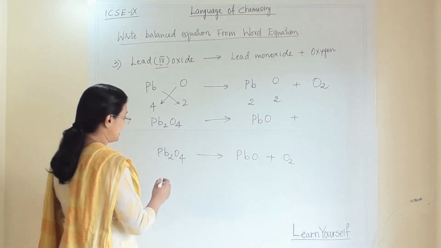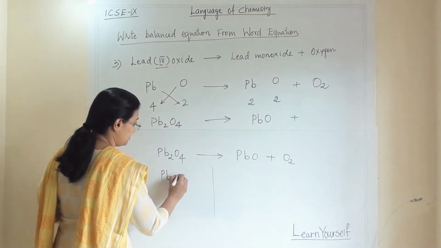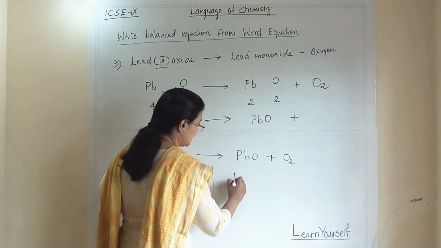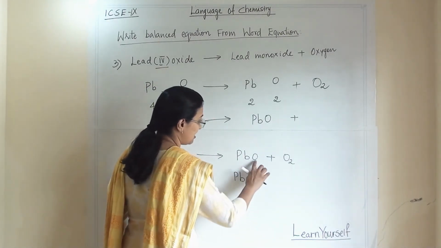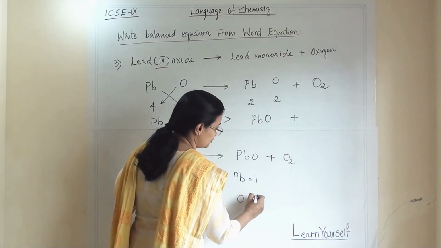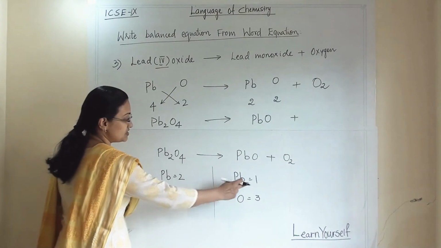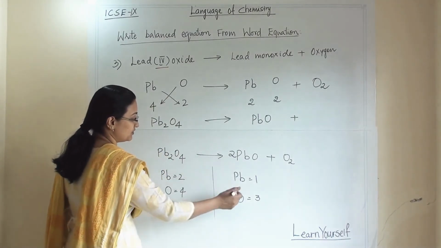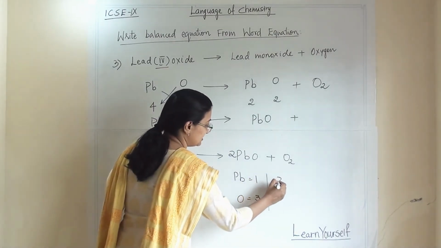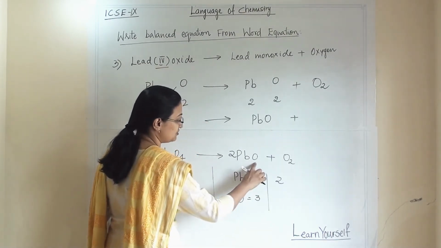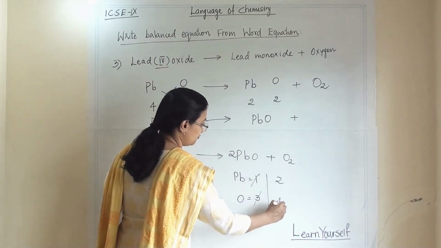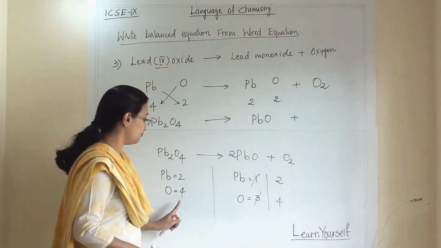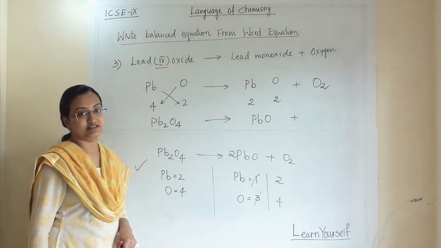So now we are balancing this. Here Pb is 2, oxygen is 4, whereas here the lead is 1 and oxygen is 1 plus 2, so it is 3. So let us first balance lead. If I add here 2, my products will change like this. Pb will become 2 and oxygen will become 2 plus 2, 4. So here Pb is 2 and oxygen became 4. So my equation is balanced.